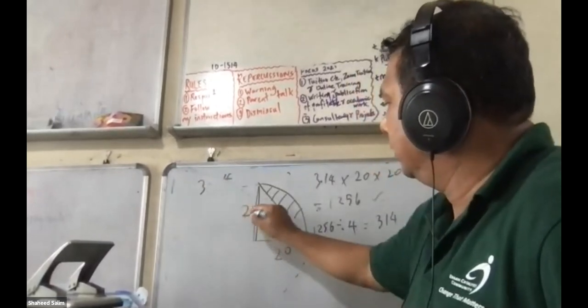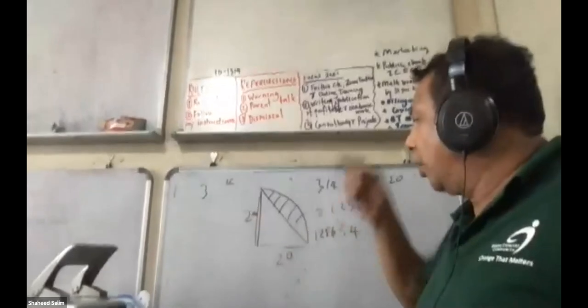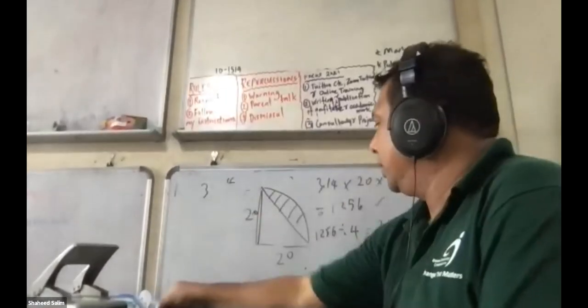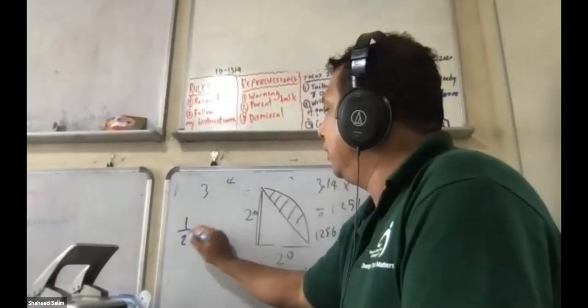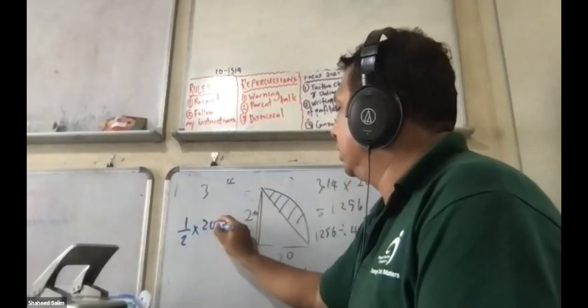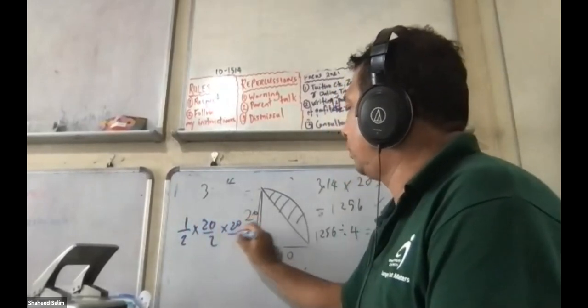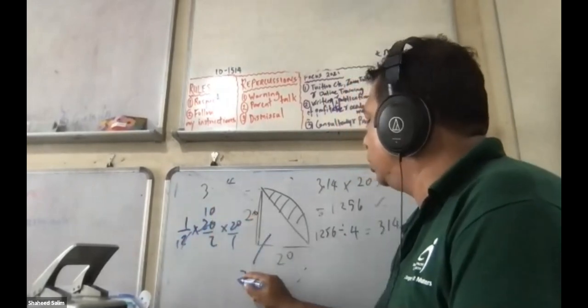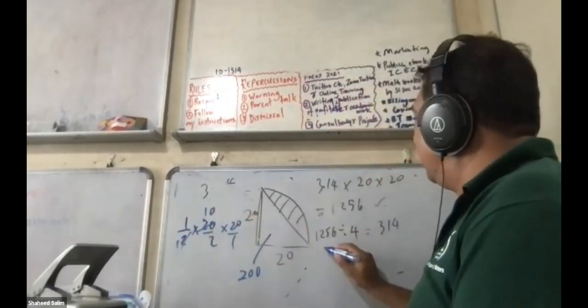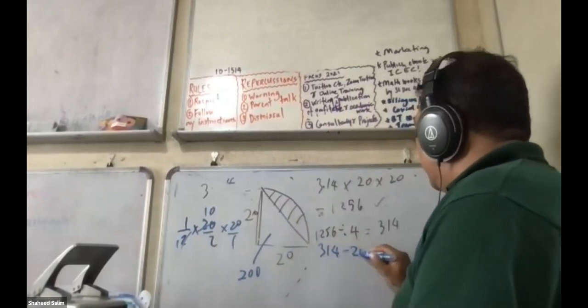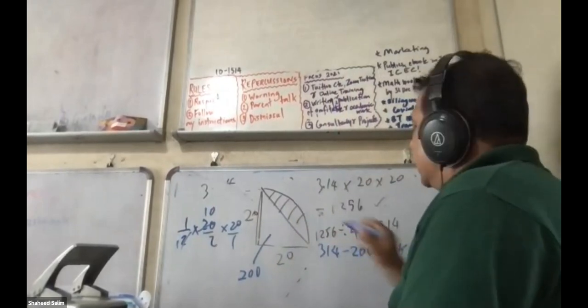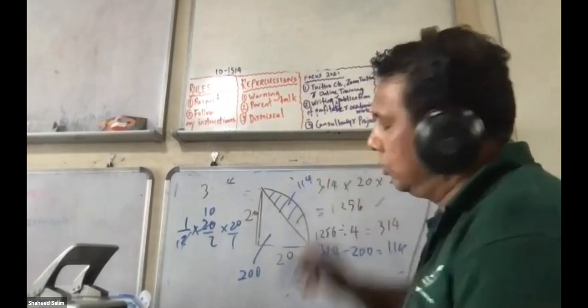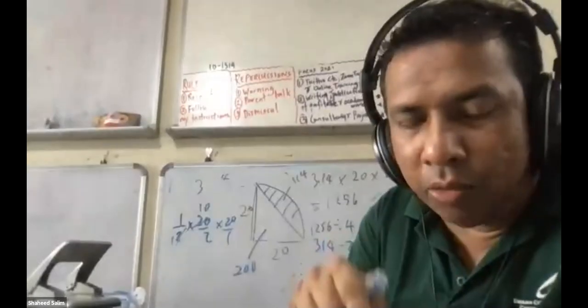The whole quadrant. You do not want a triangle. Formula for a triangle, area of triangle, half times base times height. Half times base is 20, times height is 20, is 200. This one is 200. The whole thing is 314. Take 314 minus 200. You get 114.